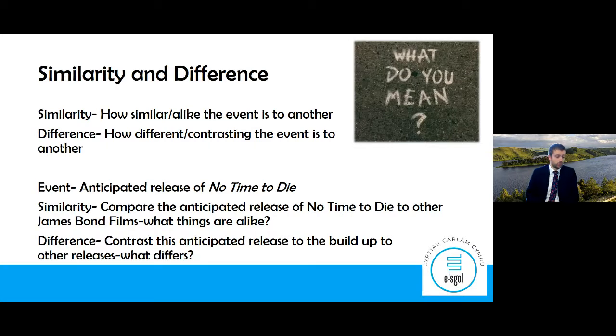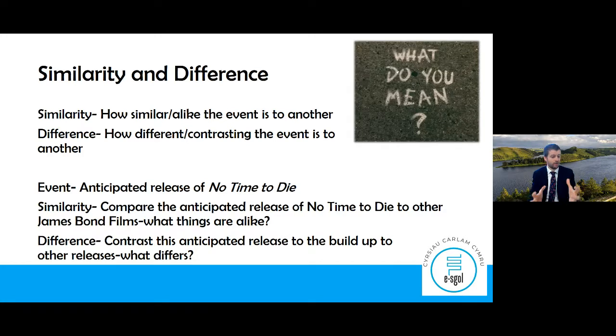So, an example we might be aware of, the anticipated release of No Time to Die. We can look for similarities here. We can compare that anticipated release to other James Bond films: what things are alike, the media reporting on it, the build-up, the anticipation. But we can also look at the difference, contrast this anticipated release to other releases. What differs? Well, the thing that jumps out, if nothing else, is that No Time to Die has been put back at least twice so far.